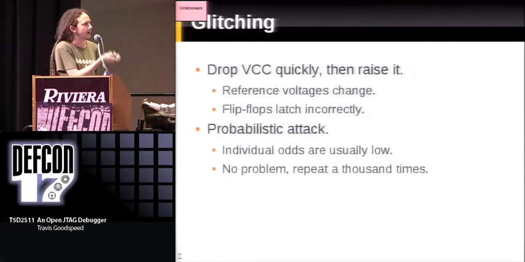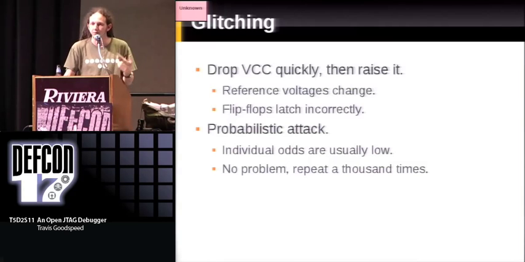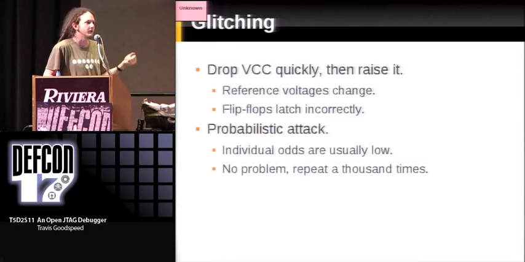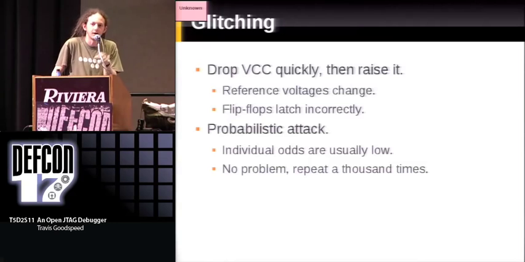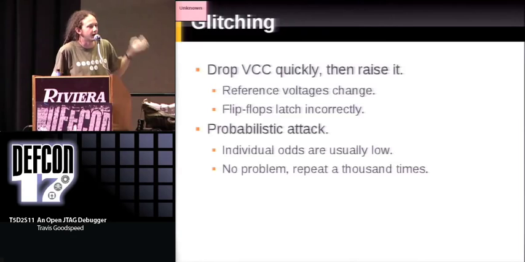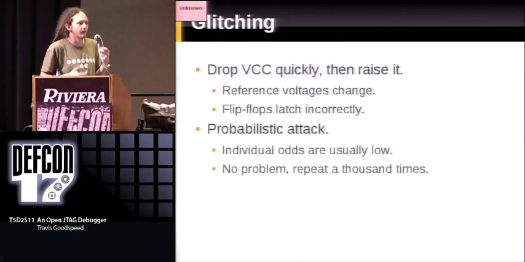So you can glitch it. You can drop voltage very quickly and then raise it very quickly so that the reference voltages change, and then whatever's being sampled as an input to a latching flip-flop is sometimes misread, missampled, and it will latch incorrectly. So if you do this at power-up on a chip that reads the value out of flash memory, you might wind up with all ones or all zeros held in that register instead. This is a probabilistic attack. It won't work very well on any given attempt, but you can try it 100 times, 1,000 times.